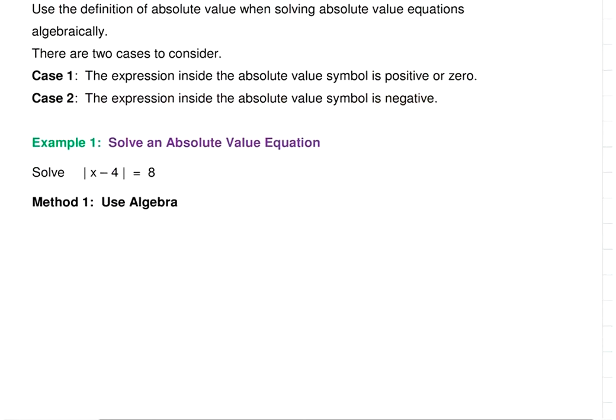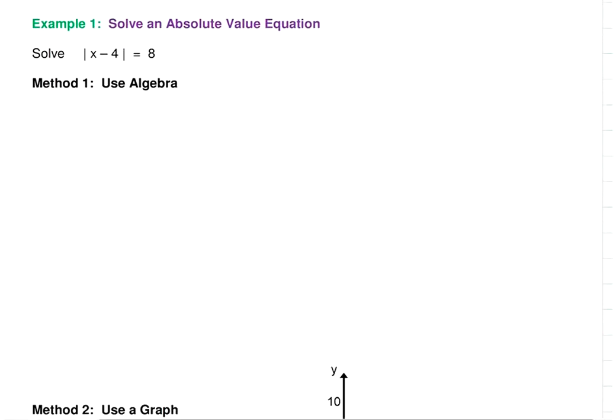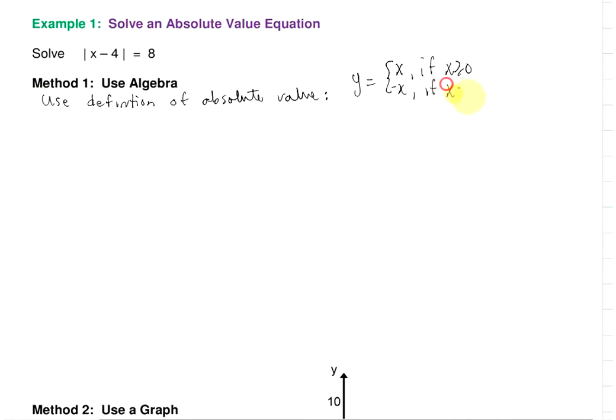So let's take a look at our first example, where the absolute value of x minus 4 is equal to 8. So we will start by using our definition of absolute value. Remember, that's where y is equal to the absolute value of x if x is greater than or equal to 0, and negative x if x is less than 0. So let's apply this to the function that we have.